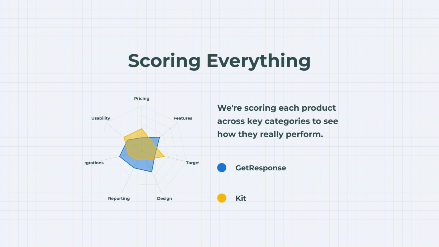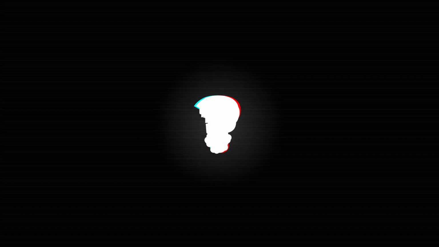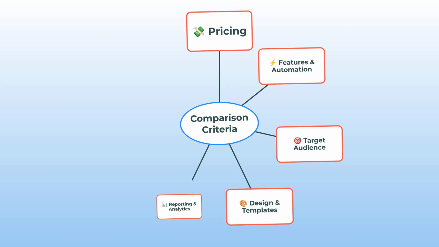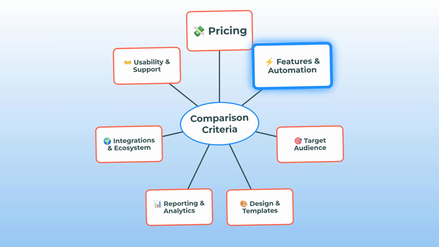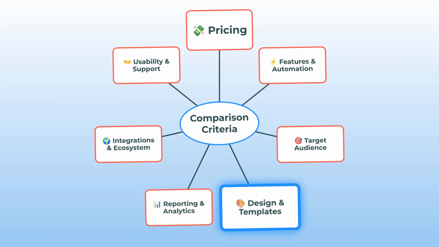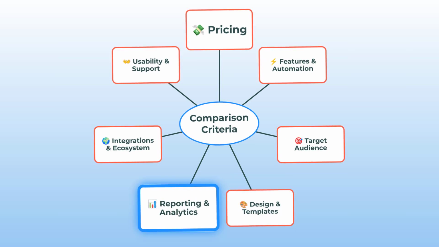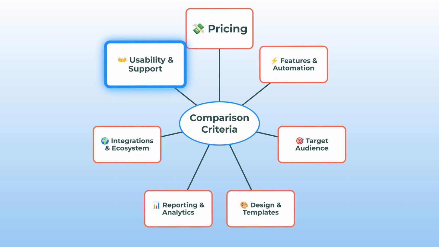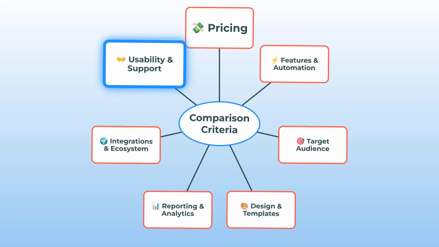We'll score each category, and by the end, you'll know exactly who takes the crown. The final verdict might just surprise you. Let's lay out exactly what we're going to cover. We're comparing these two on pricing, features and automation, target audience, design and templates, reporting and analytics, integrations and ecosystem, plus usability and support. So, pretty much everything that matters, right?